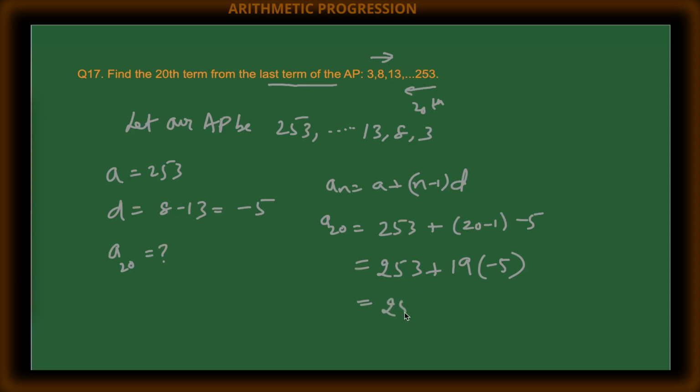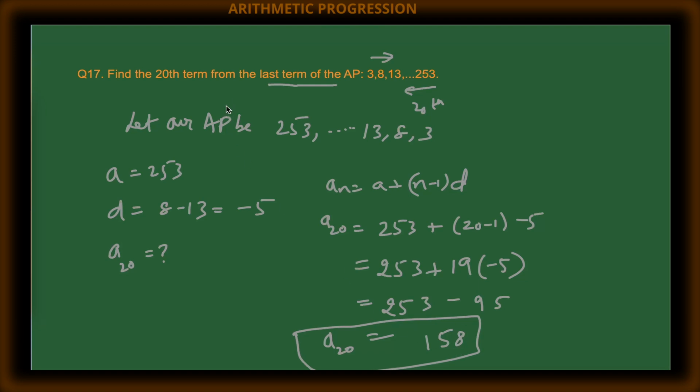Okay, so 253 plus minus, so 19 fives is 95. Okay, subtracting this will give you the value 158. Okay, so with this we know the 20th term of this arithmetic progression is 158.